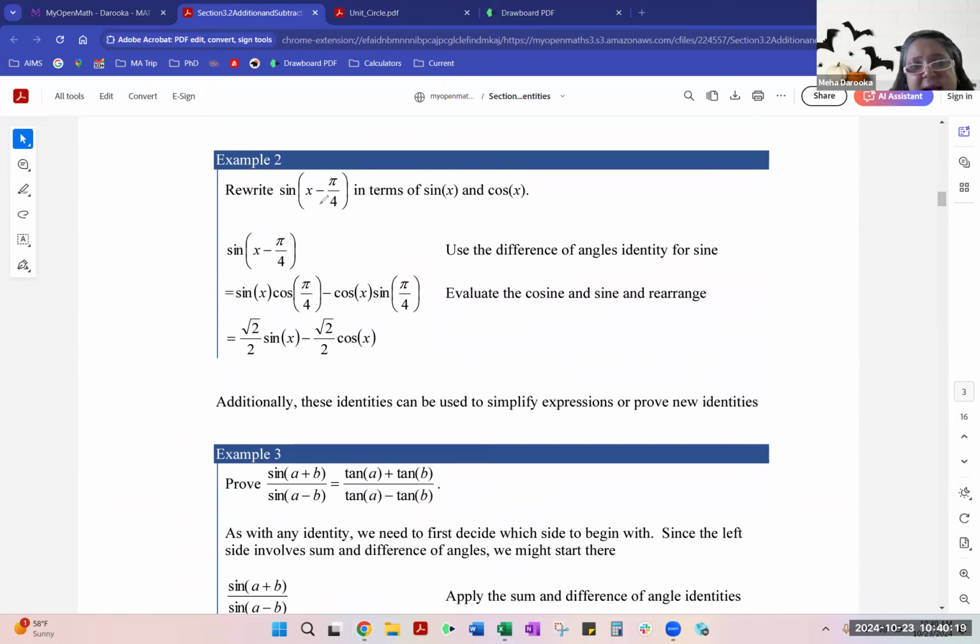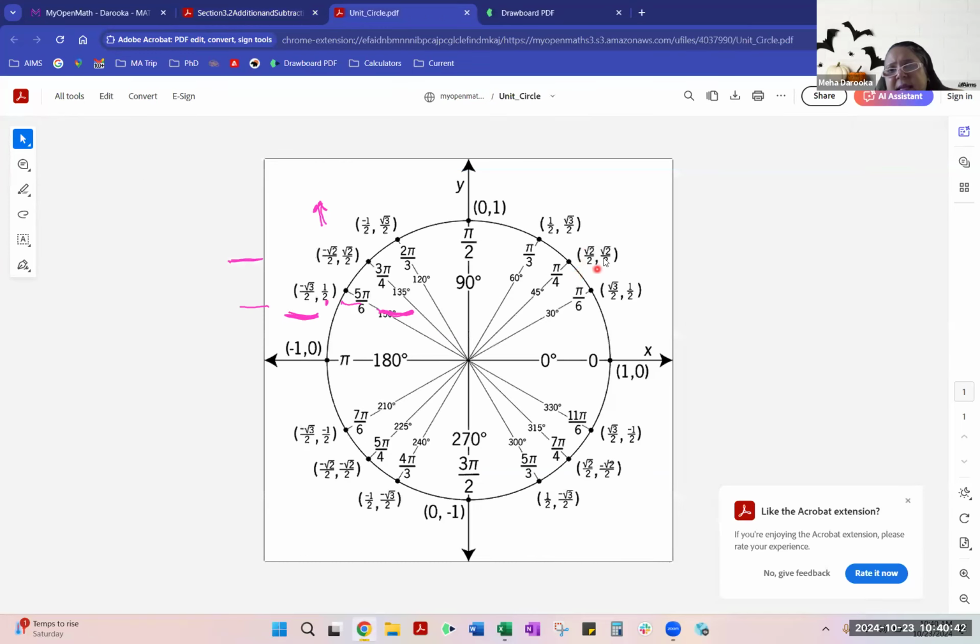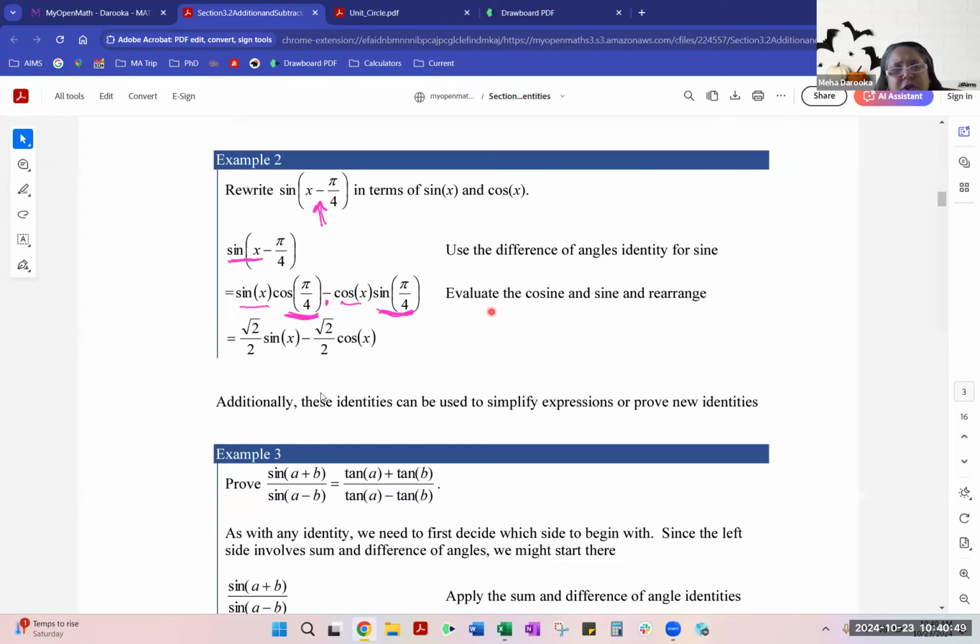So again, this is a difference identity over here. So you will be doing sine of x, cosine of pi over 4, and then keeping that negative sign here, cosine of x, sine of pi over 4. Now, of course, cosine of pi over 4 and sine of pi over 4, we can again go back and use our unit circle for that. So remember that again is the 45-degree angle. So both sine and cosine have the same value, square root of 2 over 2. So you will see that's where this is coming from.